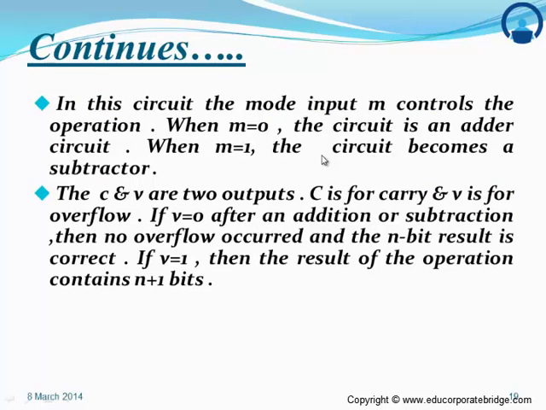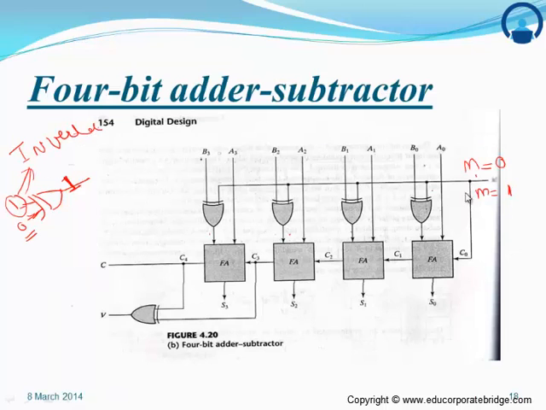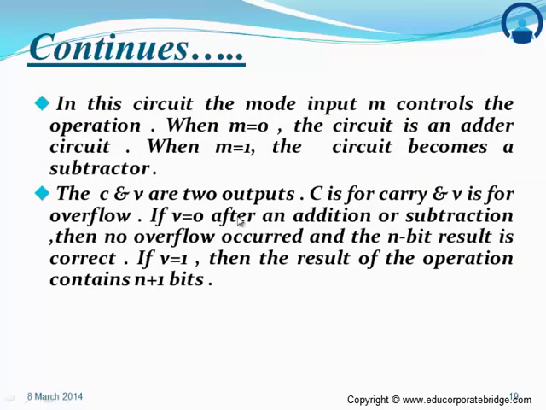As I have shown, the control line M, this is the control line. If this is made 0, which is written clearly here, the circuit is an adder, as the XOR gate acts as a buffer when one input is 0, and when M is equal to 1, the circuit becomes a subtractor. That is, when one of the inputs to the XOR gate is 1, the circuit acts as an inverter.